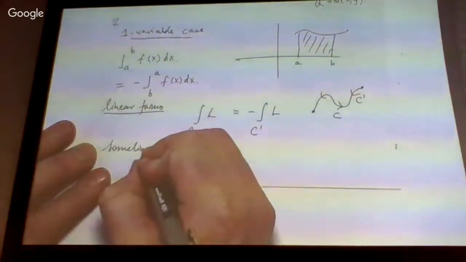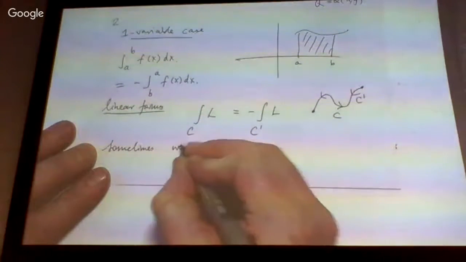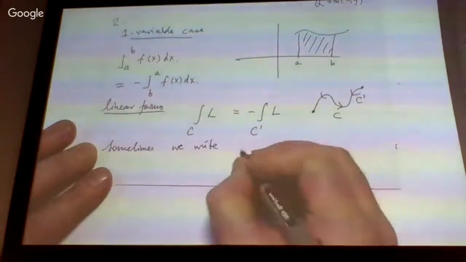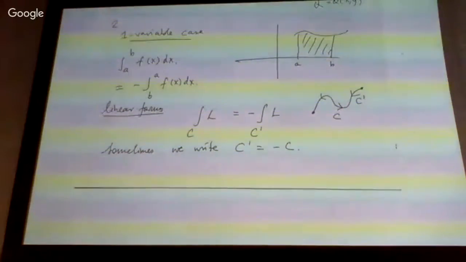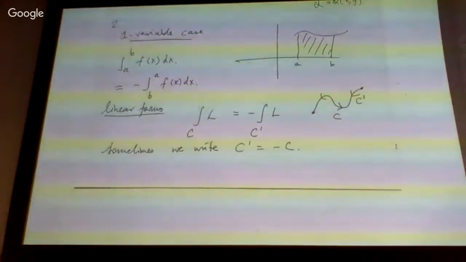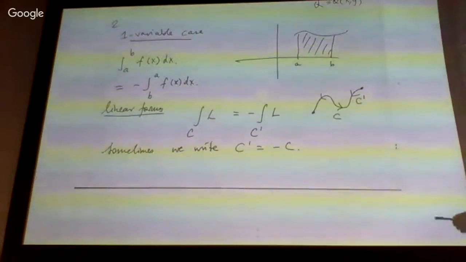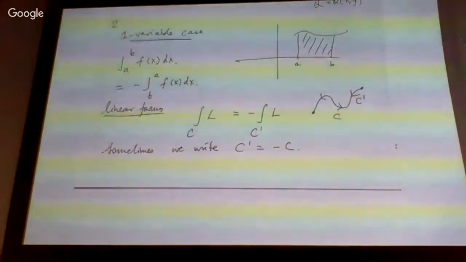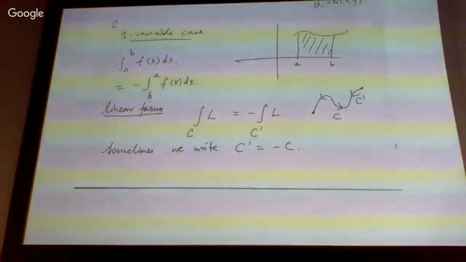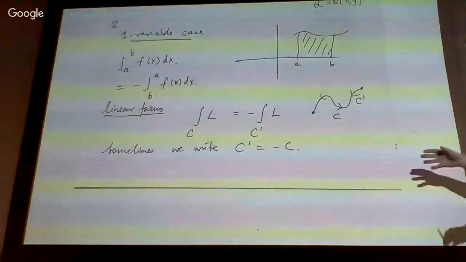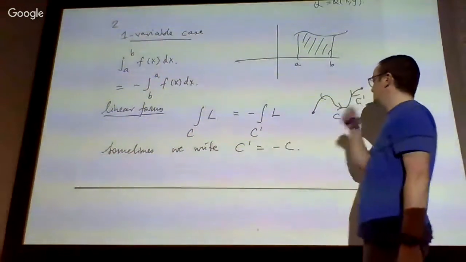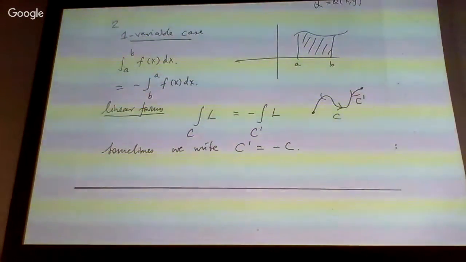Sometimes we write, because it kind of fits in with everything else, it makes sense to be allowed to refer to the curve minus C. So if the curve C goes from here to there, the curve minus C goes from there back to here, along the same set of points, but traversed in the opposite direction. Okay, so it's not an abuse of notation. It makes sense to use that notation, so to speak of the negative of a curve.